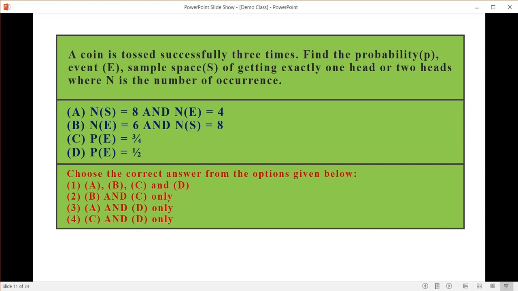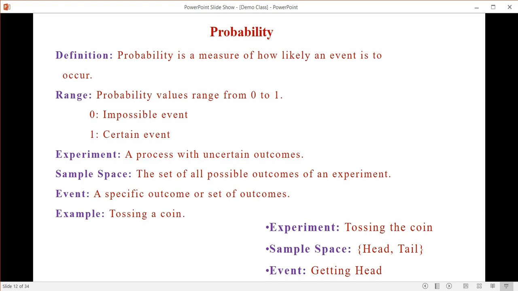So this is a probability question. It is a very simple question, but we have to know the probability concept, then only we can answer this question. So what is probability? Probability is a measure of how likely an event is to happen. The probability values are in the range of 0 to 1, where 0 is an impossible event and 1 is a certain event. An experiment is a process with uncertain outcomes.